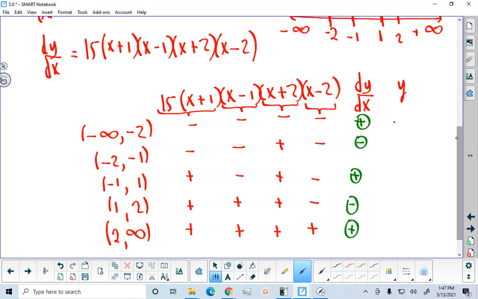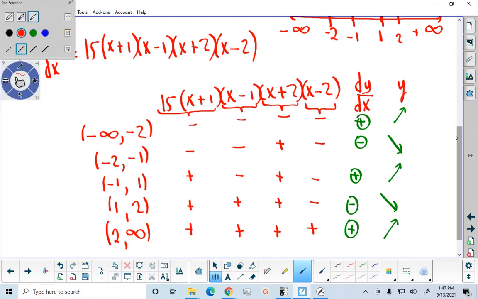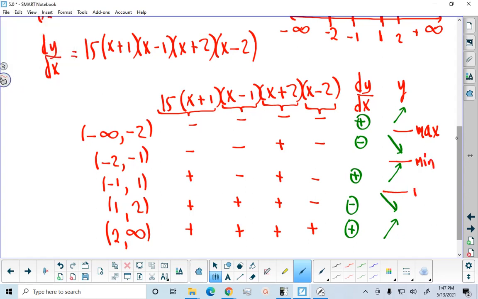The function then is increasing, then decreasing, then increasing, then decreasing, then increasing. What that means is that at -2, there's a maximum because the function goes from increasing to decreasing. At -1, there's a minimum. At +1, there's a maximum. At +2, there's a minimum.